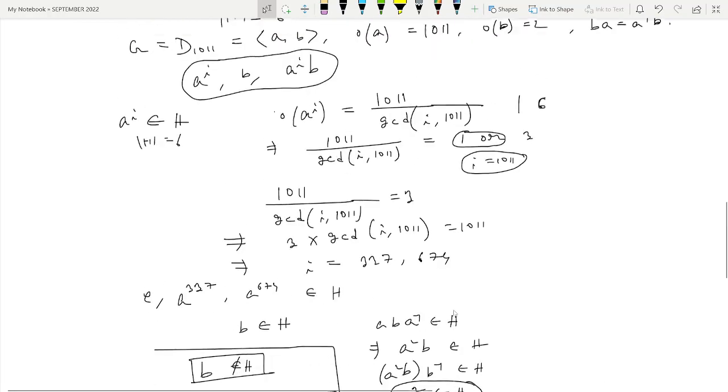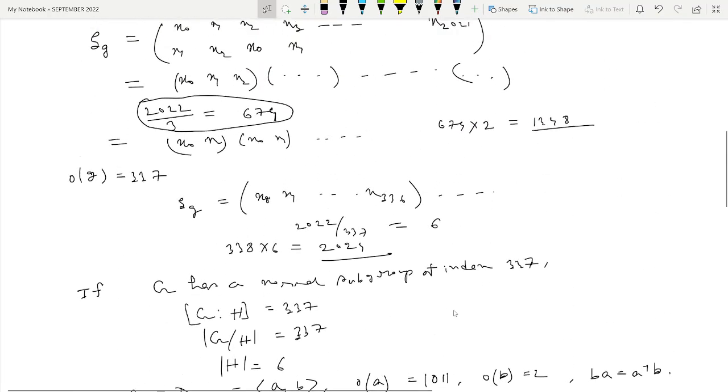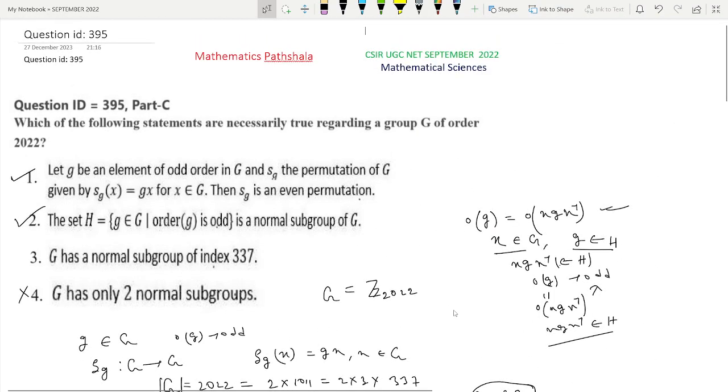So this dihedral group D1011 of order 2022 cannot have a normal subgroup of order 6, that is a normal subgroup of index 337. So option 3 is not true in general. So option 1 and option 2 are true in general, and 3 and 4 are not the correct options. This is the solution of this problem.